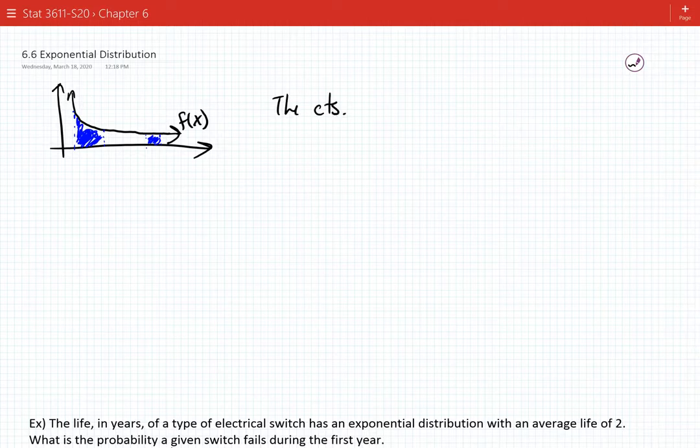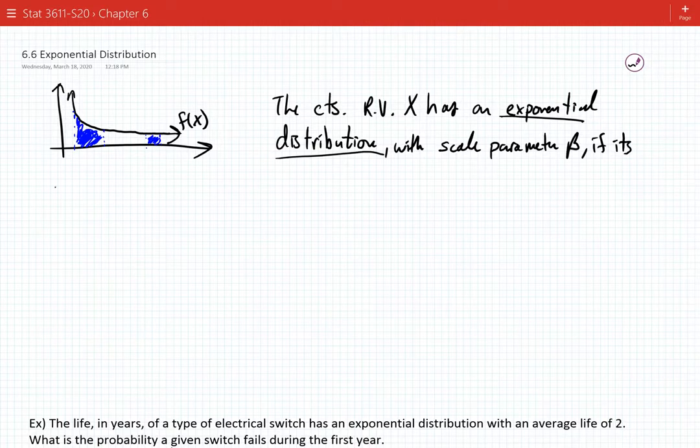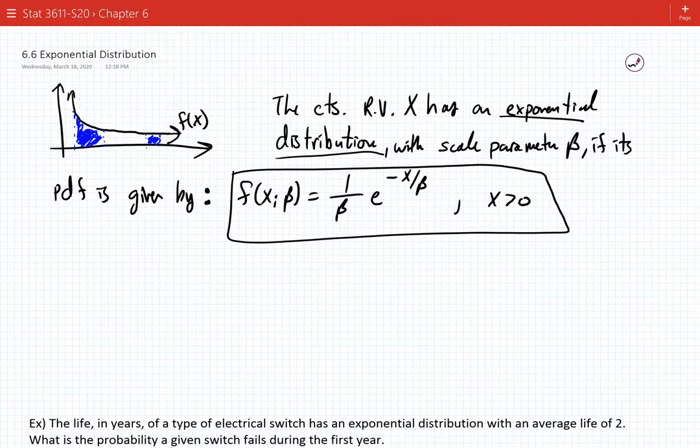The continuous, this is obviously continuous, the continuous random variable x has an exponential distribution with scale parameter beta if its p.d.f. is given by the following: f of x, with scale parameter beta, is equal to 1 over beta e to the negative x over beta. And this is good for all x greater than 0.